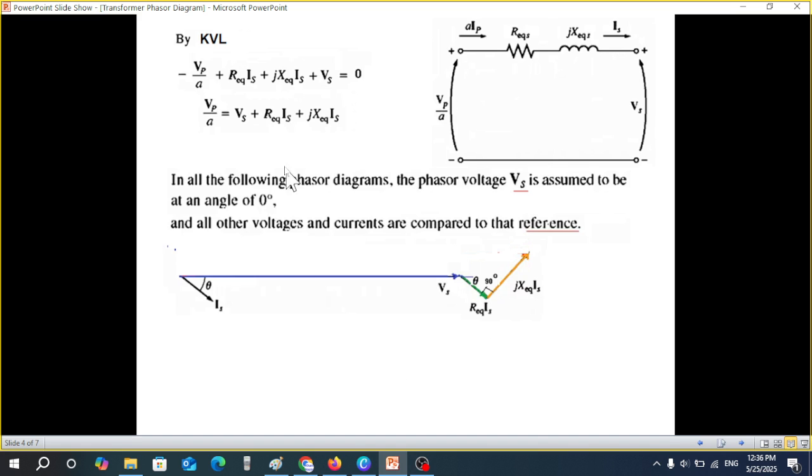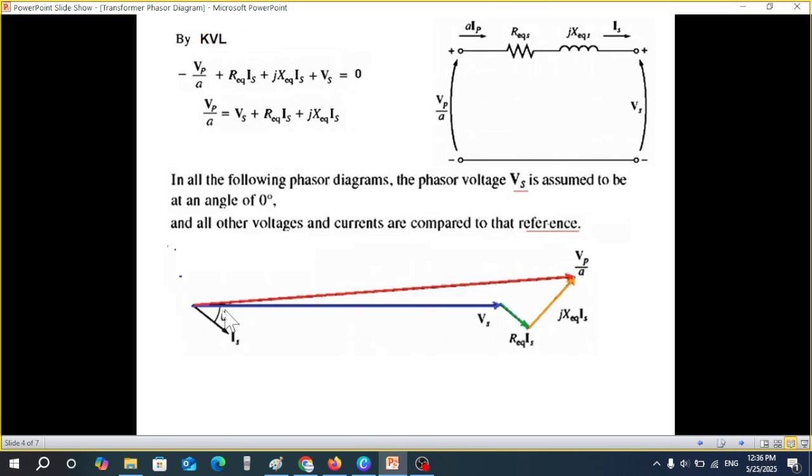So what we have got now is Vs, we have got R equivalent Is, and we have got jX equivalent Is. Now we can connect the tail and head to find the final Vp over a. So this connection gives us Vp over a. From here, you can now easily see how much is the drop in the resistor, how much is the drop in the inductive component, and what is the primary voltage, what is the secondary voltage, etc.